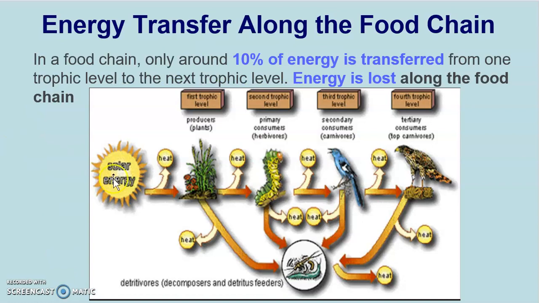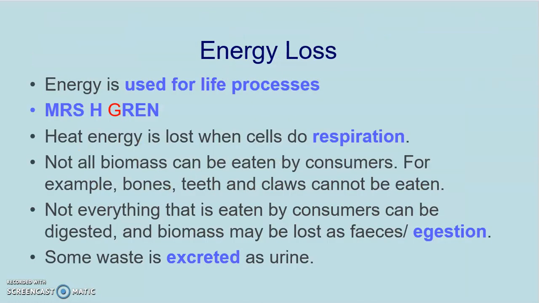So if we go and look at this organism doing its thing, it is only going to be able to pass on 10% of its energy, because most of it is going to be lost and is not available to be passed on because it's doing its own life processes. Same here, because it's doing its own life processes, it's going to lose some energy which is not available to be passed along. So just be careful with this idea of heat loss. Heat energy is lost when cells do respiration.